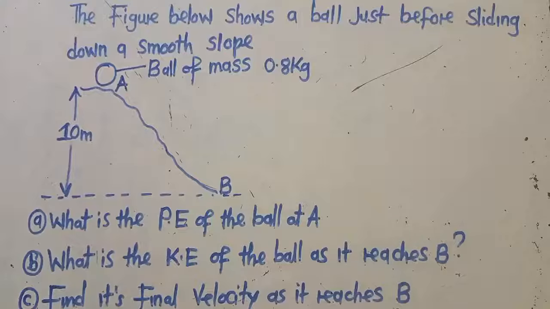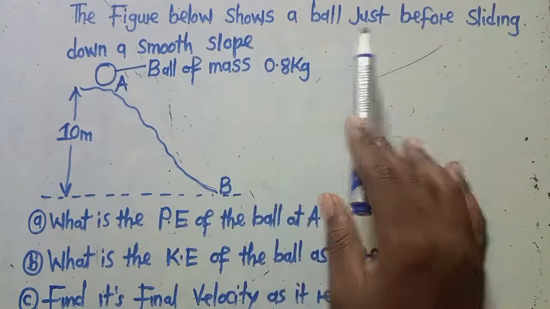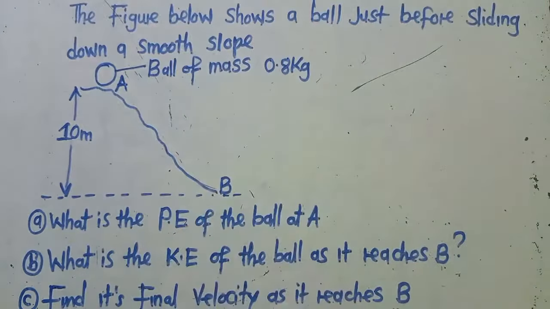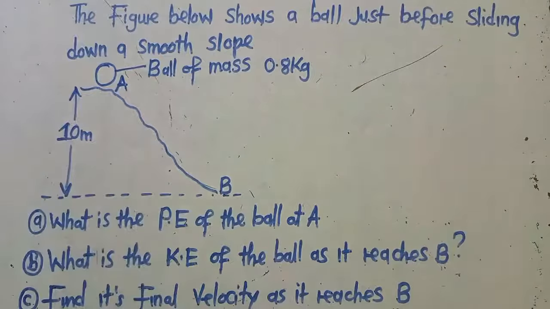So this is an exam question. It's a wonderful question that you are supposed to know as you prepare for your exams, the internal candidates and the GCEs. The question is saying, the figure below shows a ball just before sliding down a smooth slope. So it is sliding down a smooth slope.